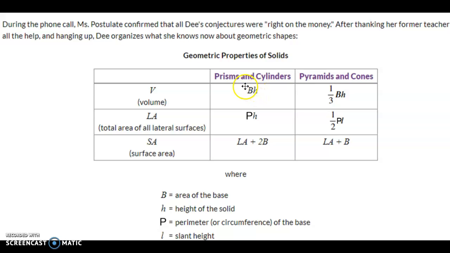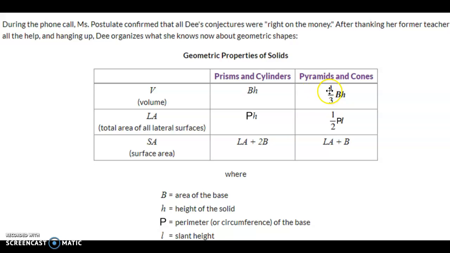So if it's a cylinder, your base is a circle, so this would be pi r squared for the base area. If your base is a triangle, this would be 1/2 base times height. If your base is a square, this would be s squared. If your base is a rectangle, this would be length times width. So whatever your base shape is, find its area and then multiply by the height of that prism or cylinder.